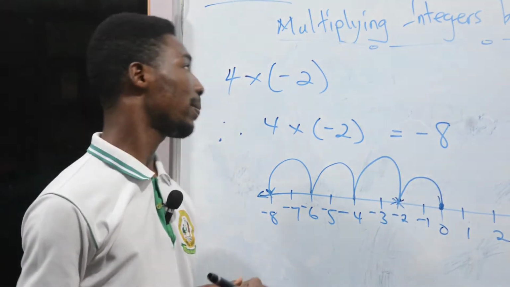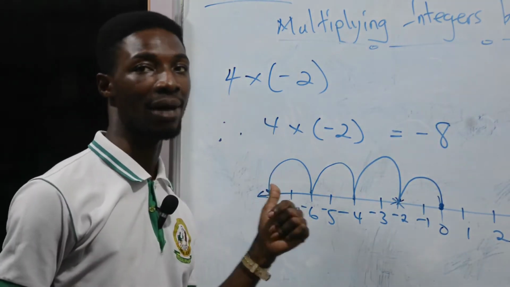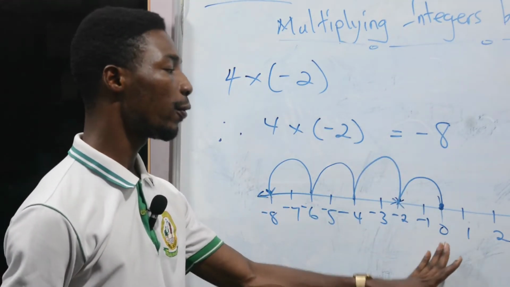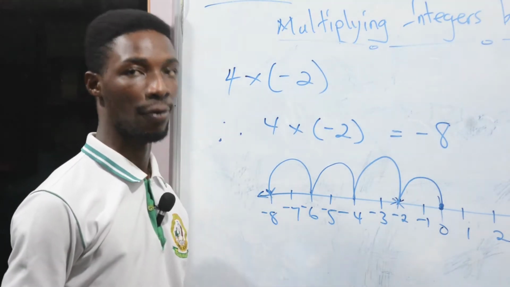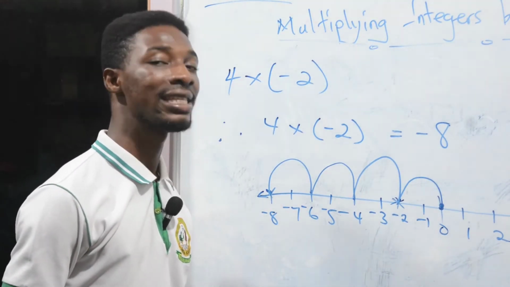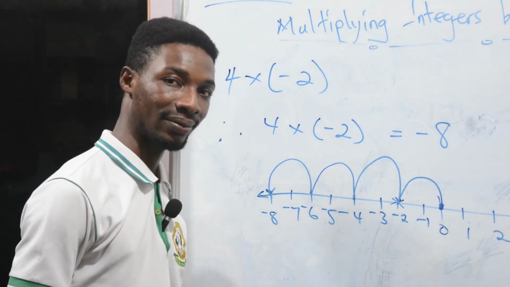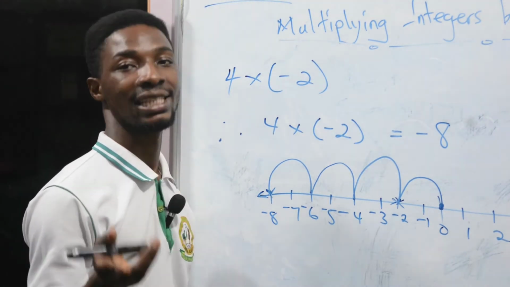So whenever you multiply a positive number by a negative number, your answer is supposed to be negative. So you start from 0 and jump to the left of 0 on the number line anytime you are multiplying a positive number by a negative number. Right? Let's take the next example.